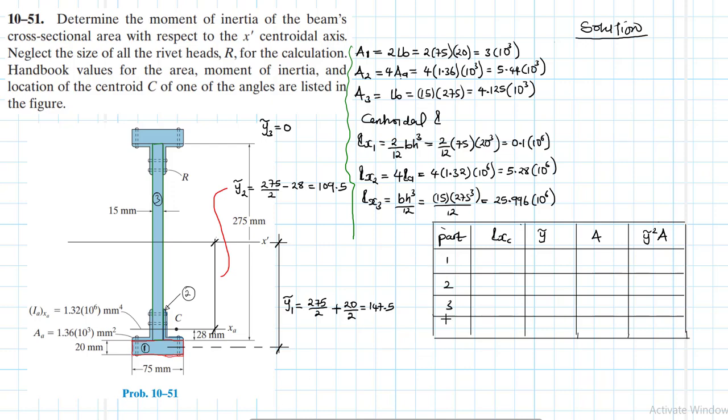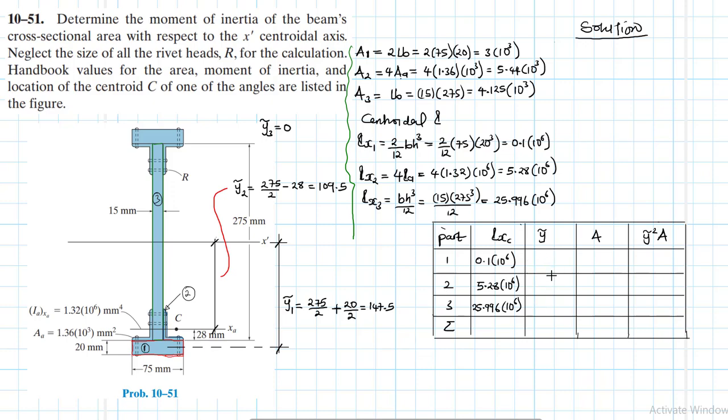1, 2, 3, summation. First, the centroidal moment of inertia for the first part, which are the 2 flanges. So we have 0.1 times 10 to the power 6. Second one is 5.28 times 10 to the power 6. Third one is 25.996 times 10 to the power 6.